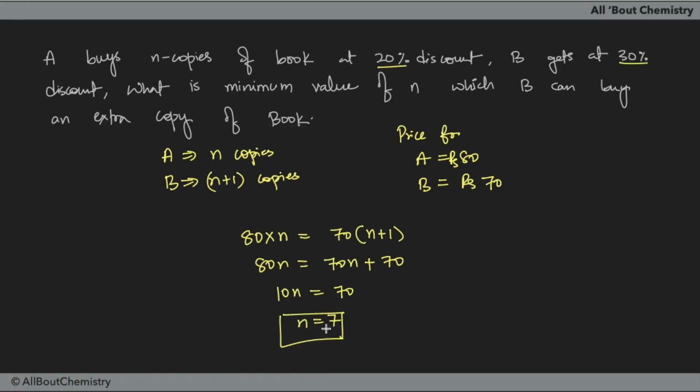So you need 7 as the minimum value of n for which B can buy 1 extra book for the same amount. So the answer will be 7. I hope this is clear. Let's take the next one.